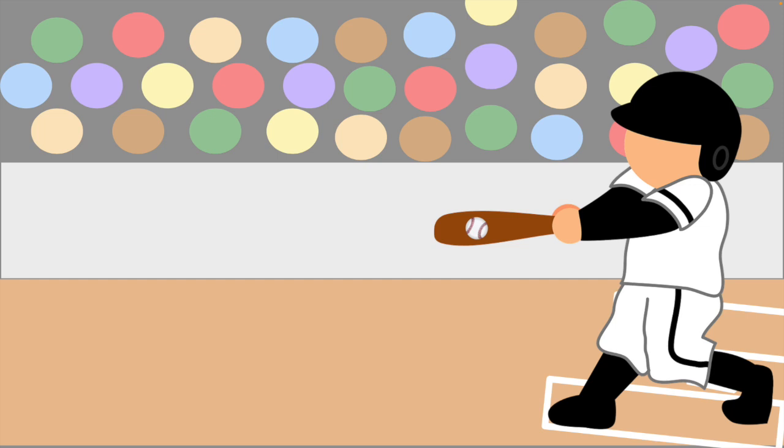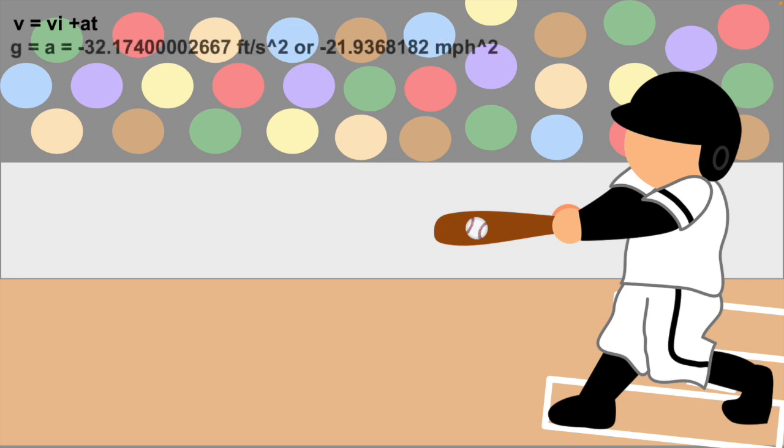Let's use the kinematics equation v equals v naught plus a times t. This will calculate the time it takes for the velocity to reach zero, or the maximum height, with the gravitational acceleration being negative 32.174002667 feet per second squared.